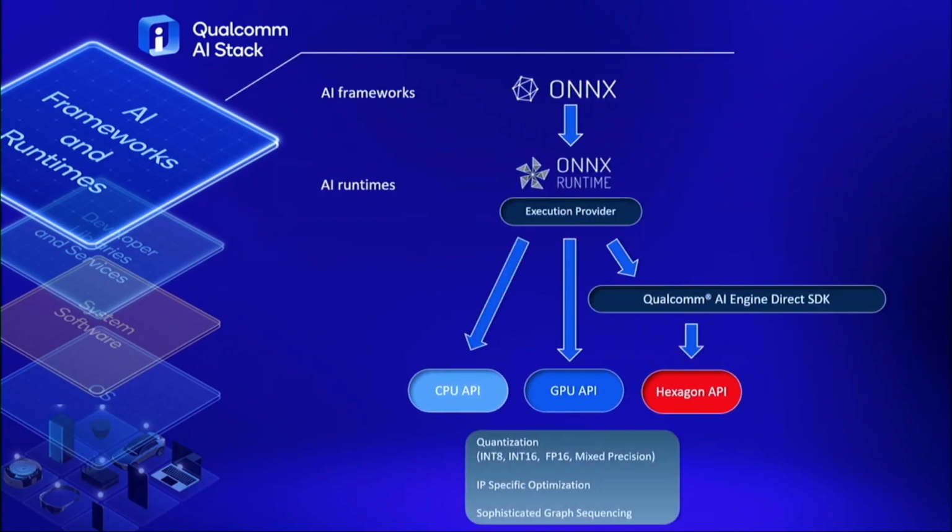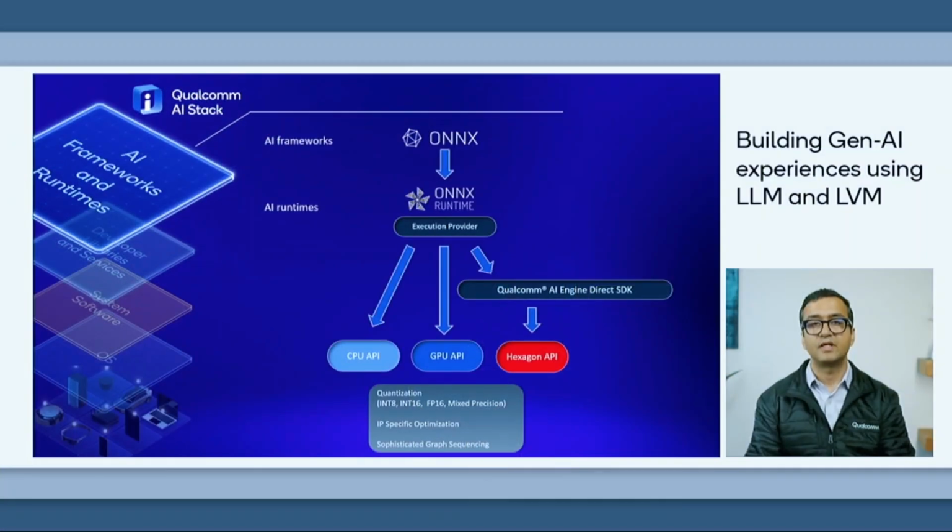Many developers use ORT to deploy applications across different platforms, both Windows and non-Windows based. Jointly with Microsoft, we have enabled the QNN execution provider option in ORT to offload AI workloads to Hexagon NPU. QNN-EP enables AI workloads in integer 8, int 16, floating point 16, and mixed precision data types to be executed on the Hexagon NPU. It supports sophisticated graph sequencing and our IP-specific optimizations.